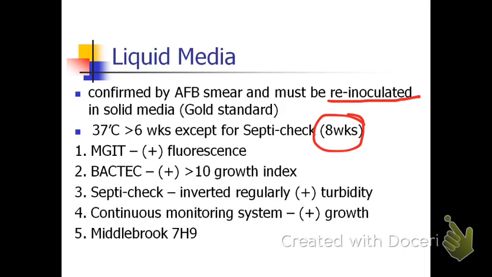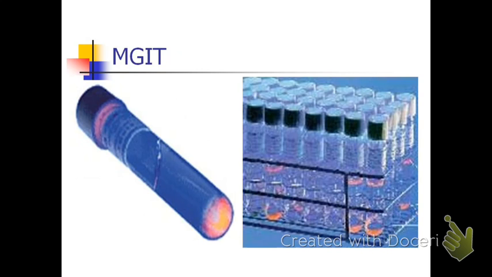So let's talk about the MGIT. MGIT stands for Mycobacterium Growth Indicator Tube. So this one, you have to incubate the specimen here, and then if the specimen flourishes, it's an indicator that it is indeed positive for Mycobacterium. Then you have to re-inoculate the sample into a solid medium.